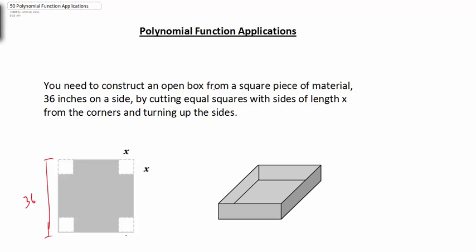And it says we want to construct an open box from this square piece of material, 36 inches on the side, by cutting equal squares with sides of length x from the corners and turning up the sides. So here you notice we've labeled, we want to cut out a square from each of the corners. And once we cut that out, we can fold along this dotted line here, here, here, and here. If you fold up the four sides, then you will end up with an open box that's shown here on the right hand side.